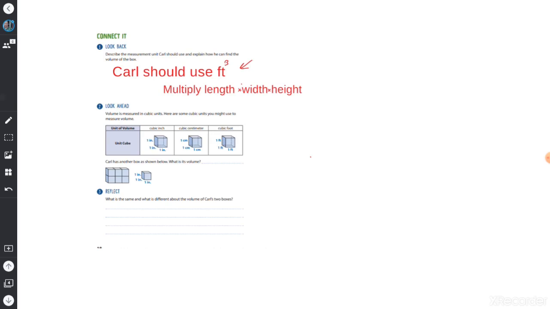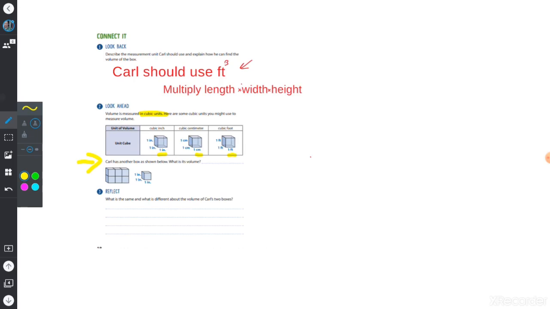Number 2, look ahead. Volume is measured in cubic units. Things that you need to make sure you know for this. Cubic units, super important. Here are some cubic units you might use to measure volume. Inches, centimeters, feet. They would all be inches cubed, centimeters cubed, or feet cubed. You'll see this problem right here.